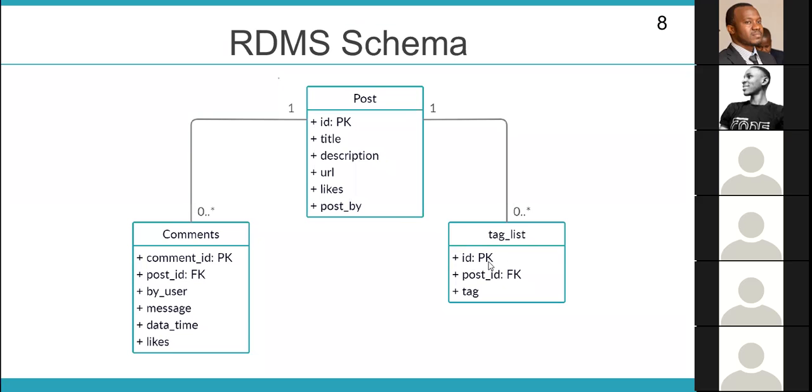It has an ID of its own, then it has the post ID, which maps it back to the post table, and then the tag. So this is a schema of a pretty normalized SQL database. This is what it looks like. Remember, schema is just a representation of your database, no complex terminologies.